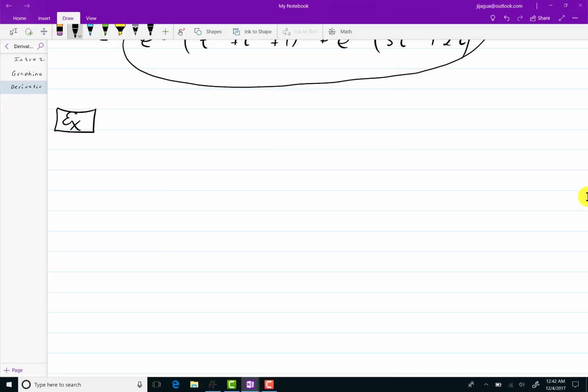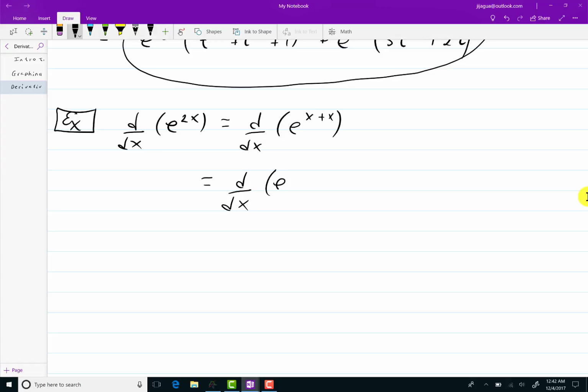How about this one? d over dx of e to the 2x. What is the derivative of that? Well, what you could do is remember your rules for exponents. You can write this as e to the x plus x. And you can continue: d over dx of e to the x times e to the x. Remember, that's the rule of exponents there. You add the exponents together if they have the same bases, and you can break it up into a product.